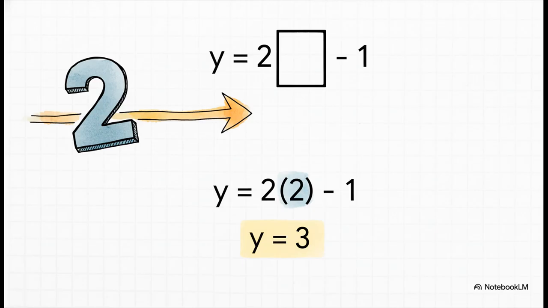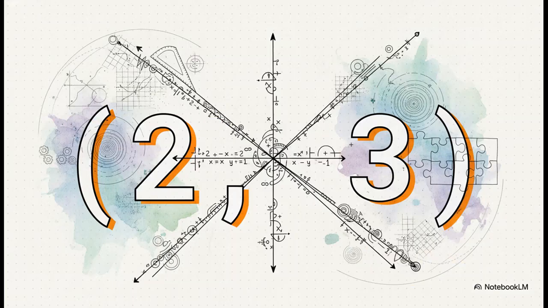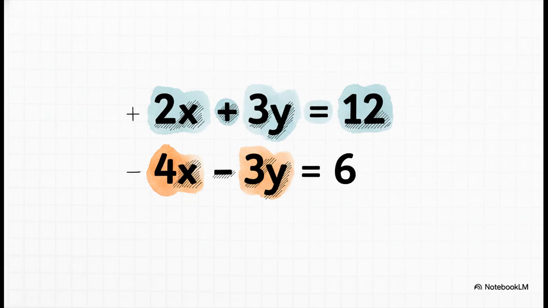So y equals 2 times 2, which is 4, minus 1, gives us 3. And boom, there it is, our solution. The one and only point where these two lines cross is at (2, 3). That's the single coordinate that makes both of our original equations true. Okay, on to the next one.